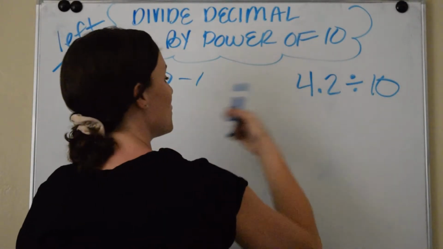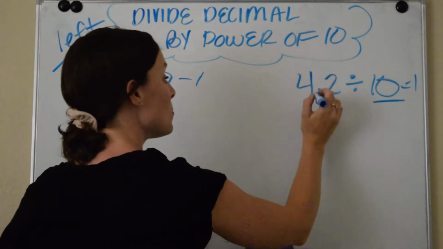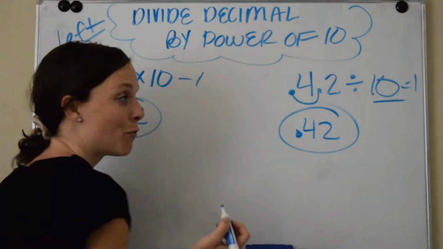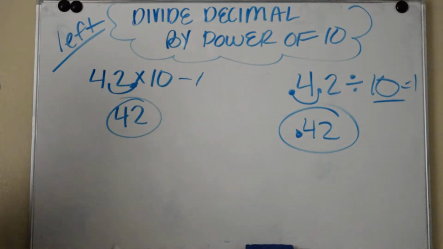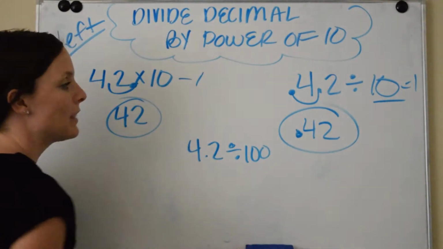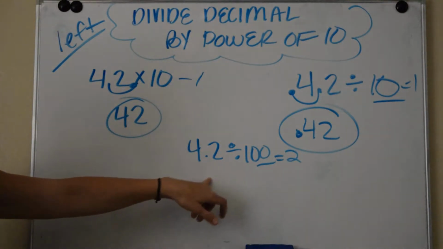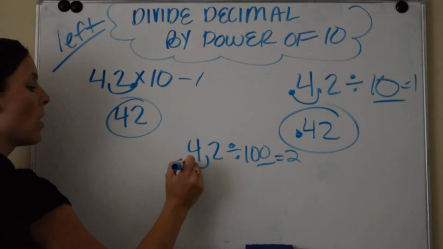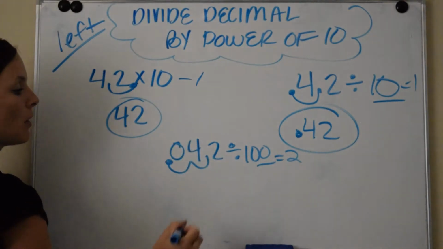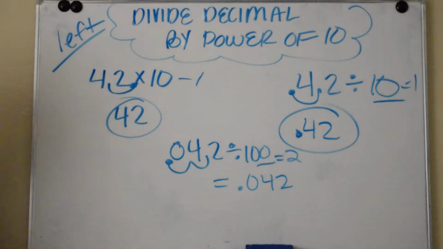So opposite of multiplying, dividing. Count how many zeros. There's still 1 zero, but now we're going to move it to the left. So now it's 0.42 as my answer, or 42 hundredths. What if I did 4 and 2/10 divided by 100? You would count how many zeros there are, and there are 2, which means I'm going to move the decimal to the left twice. So it would be 1, 2. Now notice there's a blank spot here. Fill it in with a 0. So my answer is 0.042, or 42 thousandths.